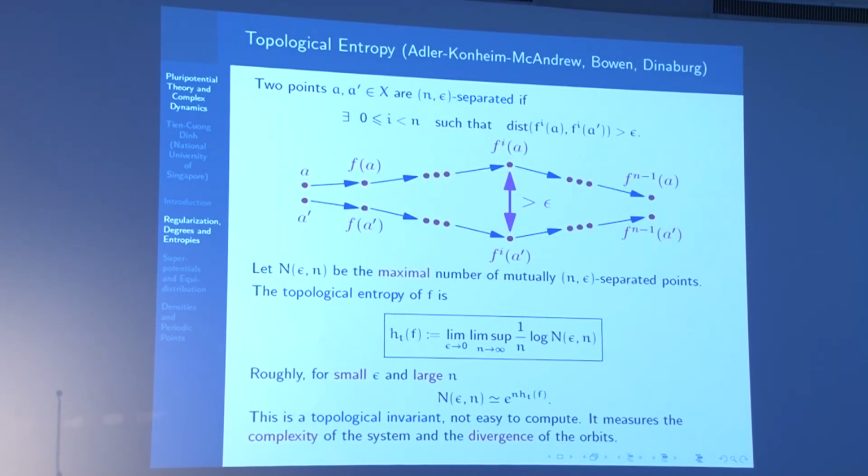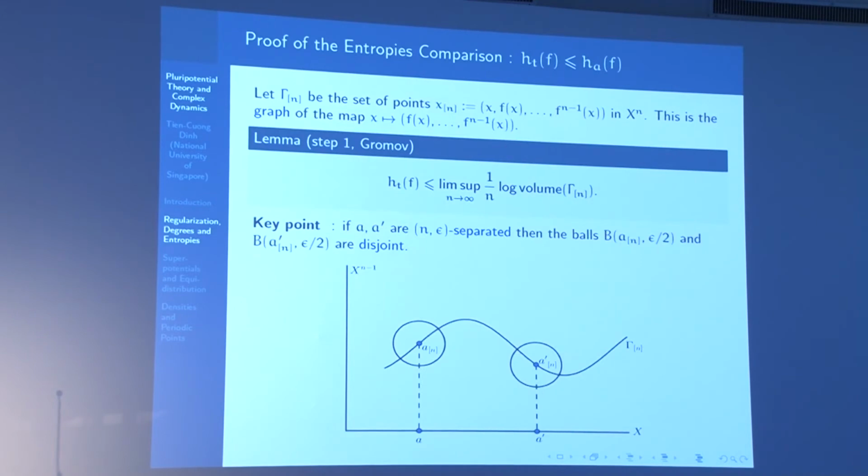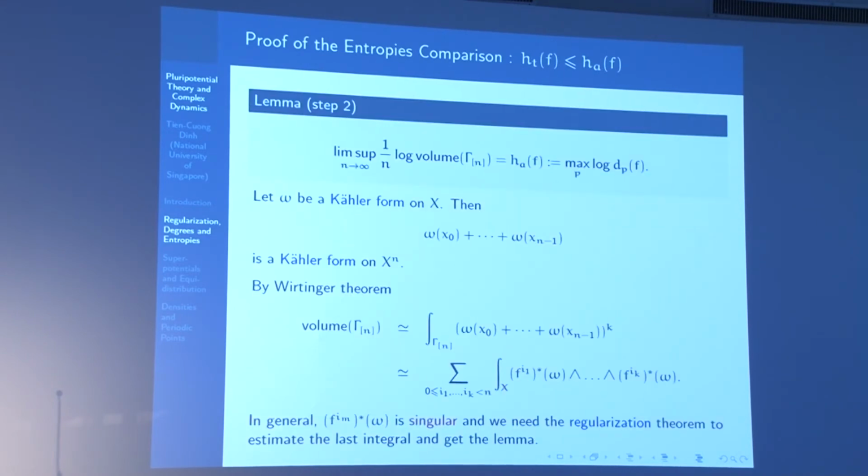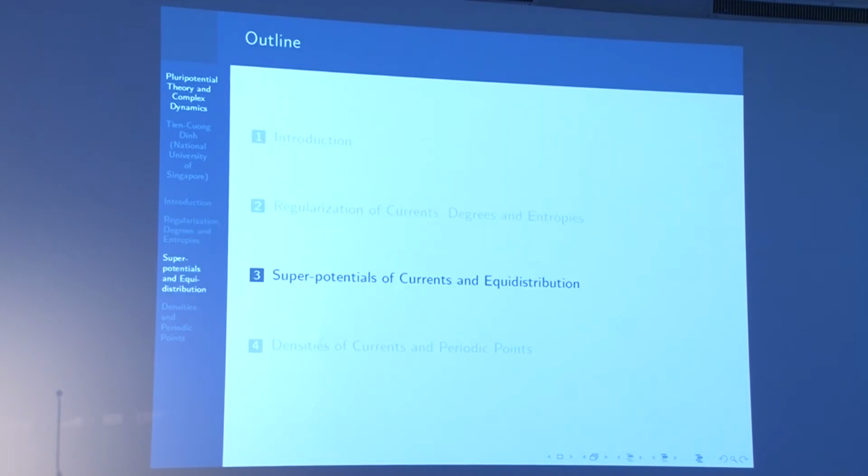Okay? So the definition of entropy is quite complicated. It's not easy to compute the entropy, but in the holomorphic case, we can sometimes compute it precisely. So I skip this slide. And the proof uses somewhere some computation with singular positive closed currents like that, so some integrals with singular forms. And then you have to use the regularization theorem. Okay? So now, I will discuss the next problem.